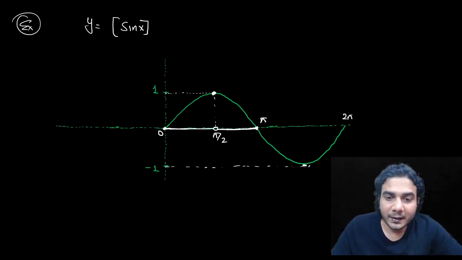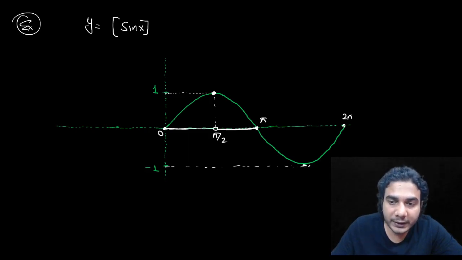Now, at pi also, sine x is 0, so its greatest integer will be 0. Then after that, at 2 pi also it is 0, so greatest integer of sine x at x equal to 2 pi will be 0 only, right?